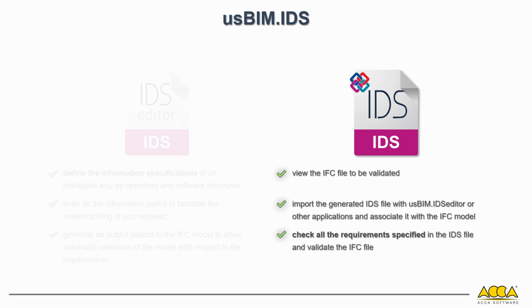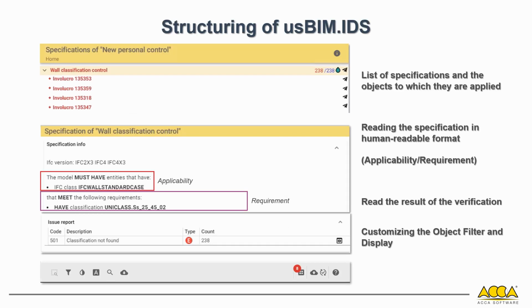The second application, available via subscription, can be accessed directly from the usBIM browser. It allows users to validate an IFC model by importing the IDS file, providing immediate feedback on compliance with the specified requirements. This streamlined process ensures efficient quality control, helping to ensure that the model meets specified criteria seamlessly.